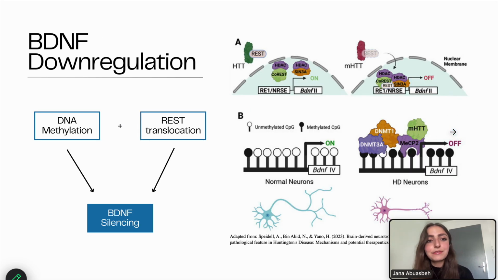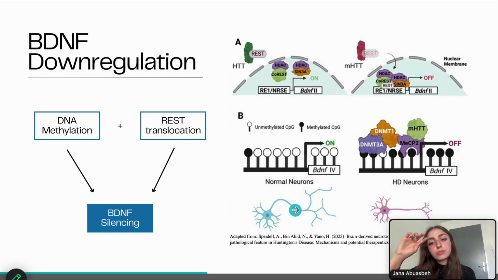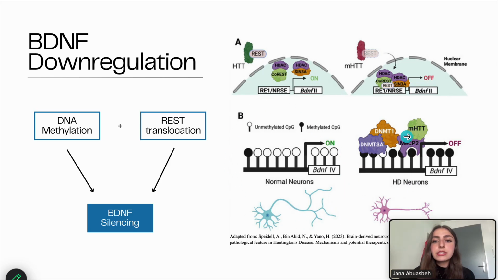Now, how does this BDNF downregulation happen? We're going to use this figure from Speidel and colleagues to help us demonstrate this. On the left side here, we see normal neurons, and on the right, Huntington's disease neurons. And here, two key mechanisms are shown. My research focuses primarily on the one below here, and this is DNA methylation or hypermethylation. We see here how environmental stressors, for example, can activate DNA methyltransferases or DNMTs, which methylate elements of this BDNF exon 4.